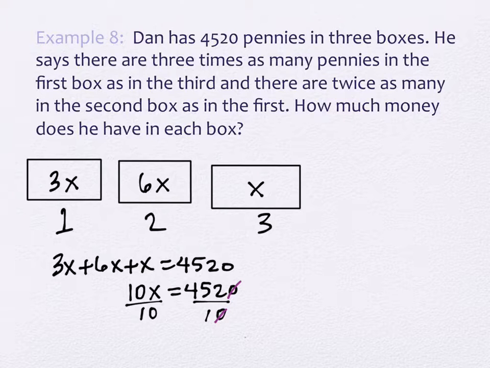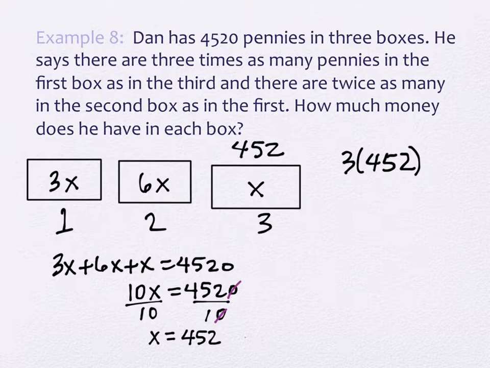I ended up with x on the left and ended up with 452 on the right. So this actually tells me that I have 452 what? Pennies in the third box. So let's see if we can figure out what's in the other boxes. So this is actually 452 pennies. How am I going to figure out one of the other boxes? I would multiply. So 3 times the 452 would give me box number 1.